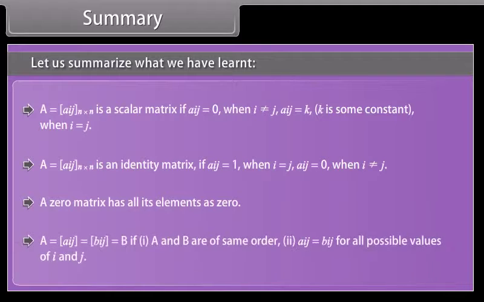A is equal to a_ij is equal to B is equal to b_ij if A and B are of the same order and a_ij is equal to b_ij for all possible values of i and j.